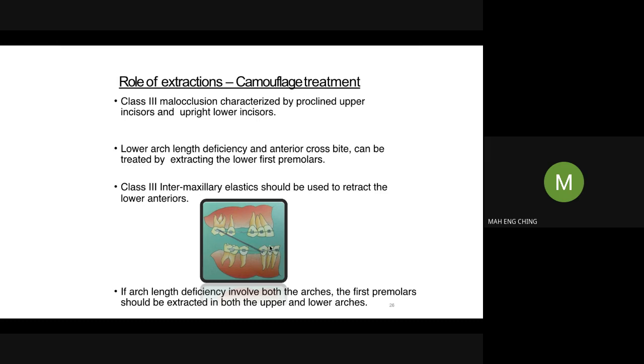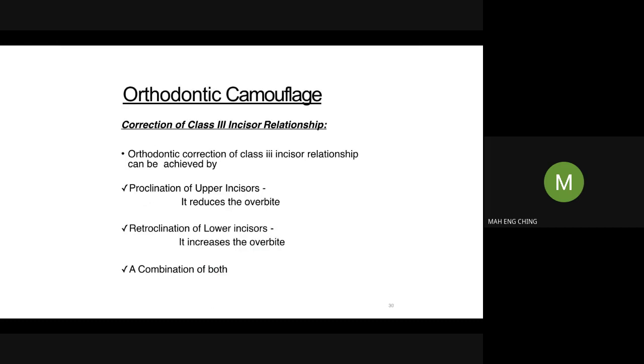But if the arch length deficiency involves both arches, then the first premolars should be extracted in both the upper and lower arches. So let's say the upper jaw is too crowded, then maybe you have to extract in the upper arch as well, not only the lower. If the upper arch is well aligned and only the lower is in reverse, maybe extract the lower. But if the upper is also crowded, maybe extract the upper and lower premolars. So orthodontic camouflage just means the correction of class 3 malocclusion with only a braces approach.